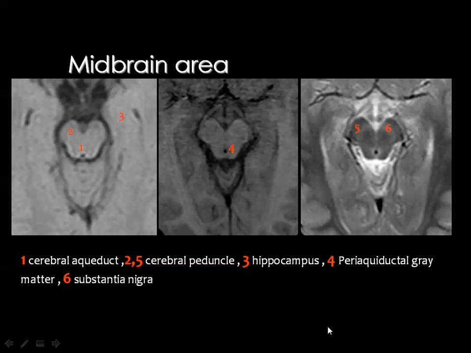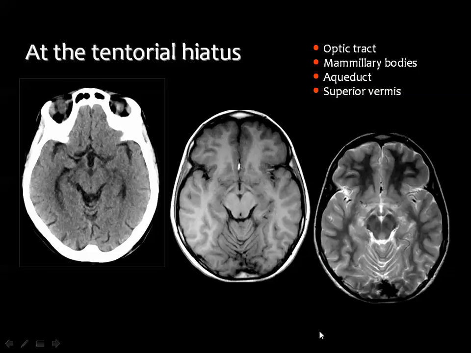Then here you see the quadrigeminal cistern, and the midbrain is located in its concavity. And also by MRI you see the quadrigeminal cistern and the midbrain located in its concavity, and you appreciate the aqueduct of Sylvius, and these are the cerebellar folia.